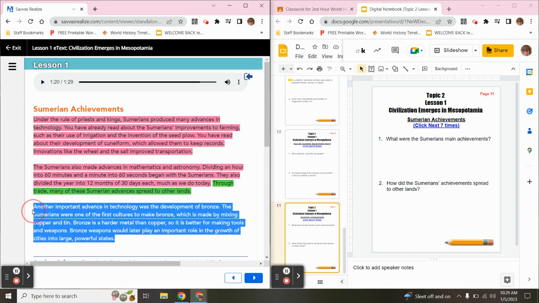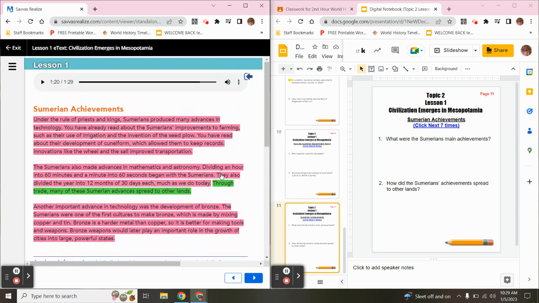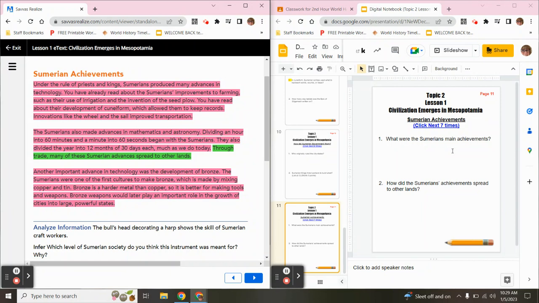All right, I was kind of reading this, you could actually include that in number 1. So what were the Sumerians' main achievements? Just give me one. It's anything in this pink highlighted text. Give me one of their many achievements. And number two, how did the Sumerians' achievements spread to other lands? Well, that you will find in this green highlighted sentence. How did these achievements spread throughout the land?